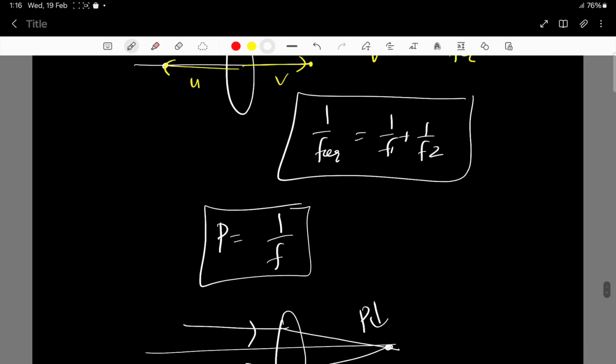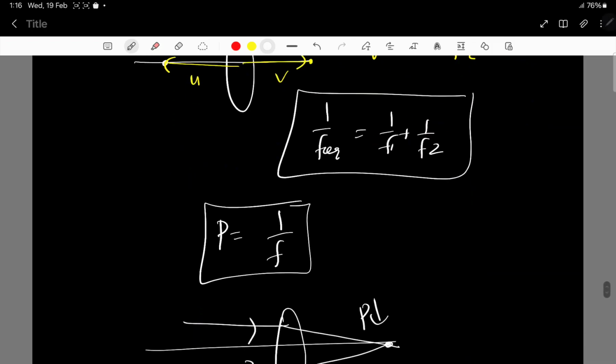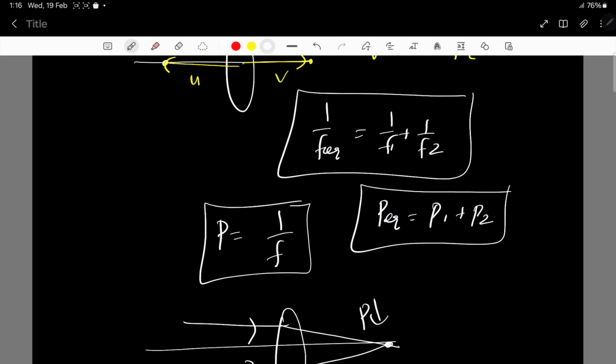So we got the formula. We can replace these focal length formulas in terms of the power also. So P equivalent equals P1 plus P2. Simply, it's the formula we have.